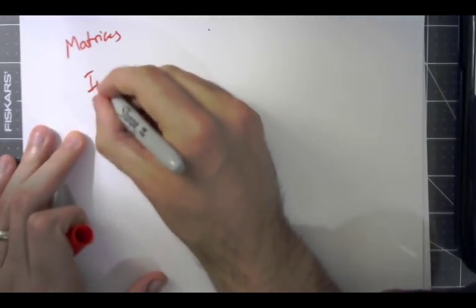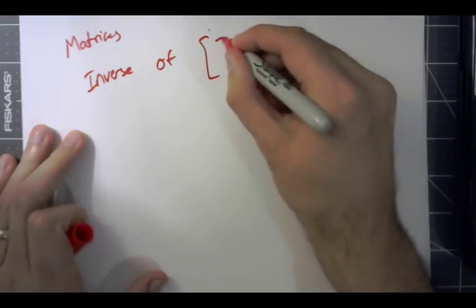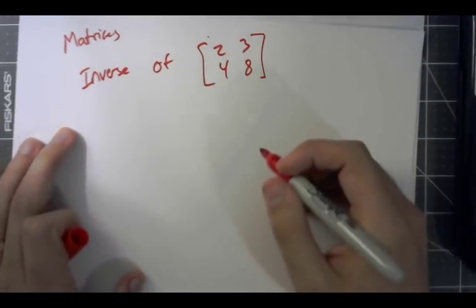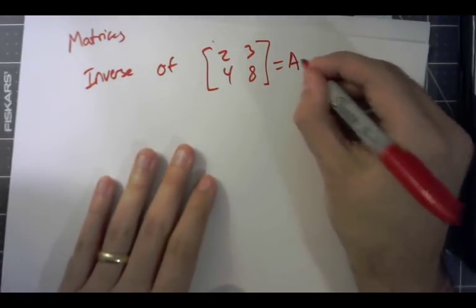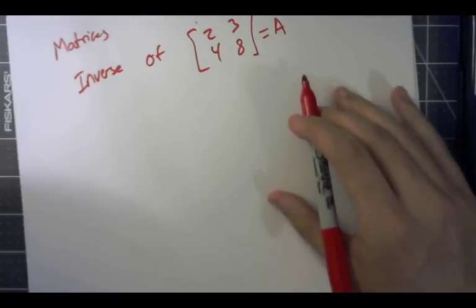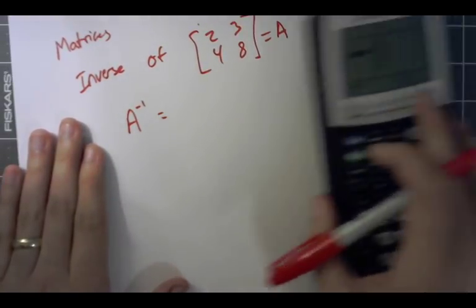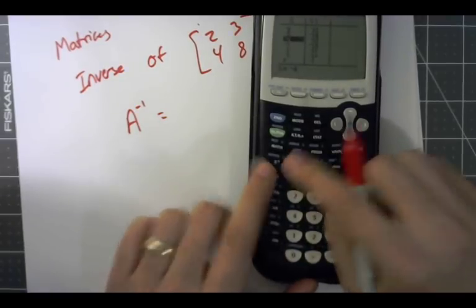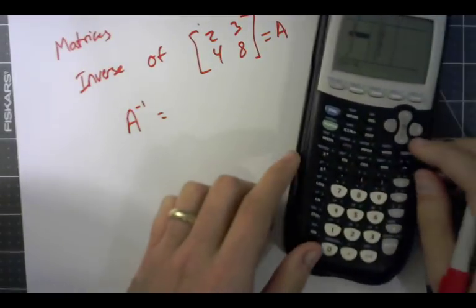So let's say we want the inverse of the matrix 2, 3, 4, and 8. So we have this matrix right here. We can call it A. Doesn't matter. And we're looking for the inverse, also known as A to the -1. That inverse button is right here, the button you press for matrix. Yeah, you can't see that. So I'm going to put it in.